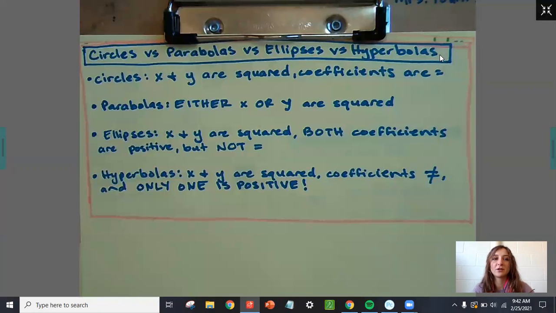Hello everyone, in this video we're going to be talking about the difference between circles, parabolas, ellipses, and hyperbolas. So the first thing is that with circles, x and y are squared and the coefficients are equal.